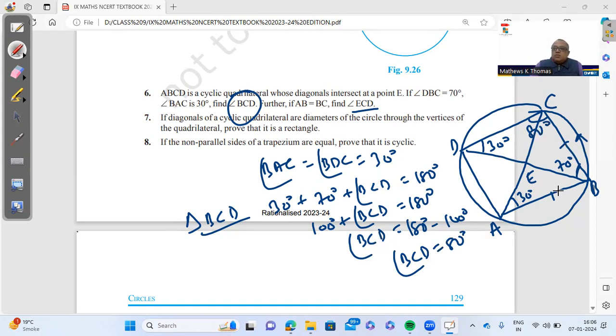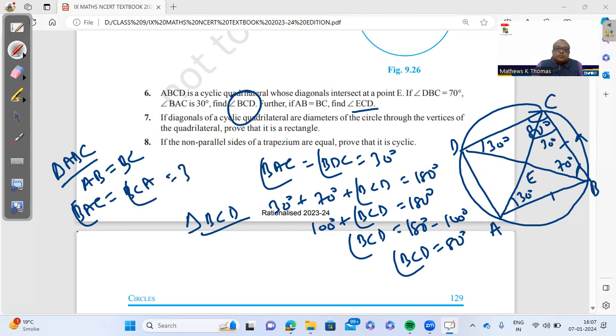Second part, AB and BC are equal. So these 2 are equal. Now in triangle ABC, whenever we know that in a triangle 2 sides are equal, the angles opposite to them will also be equal. So if AB and BC are equal, angle BAC will be equal to angle BCA, and this angle is 30, so this angle will also be 30. Angles opposite equal sides.